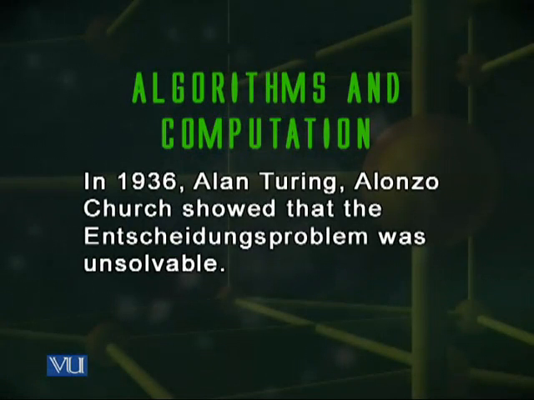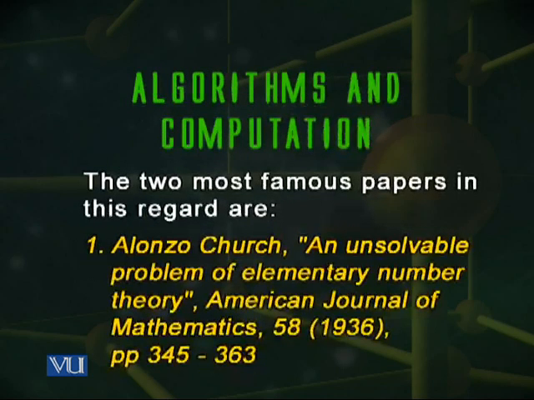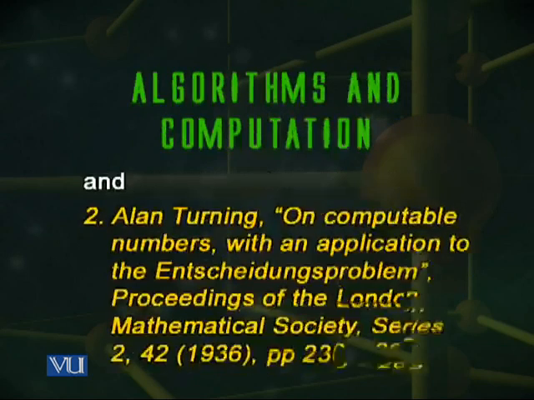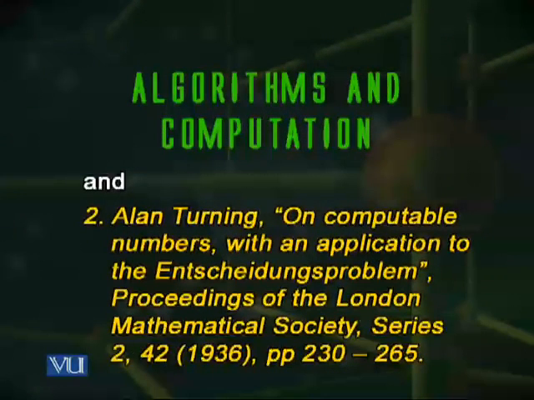In 1936, Alan Turing and Alonzo Church showed that this problem was unsolvable. The two most famous papers in this regard are one by Church, titled An Unsolvable Problem in Number Theory, which shows that this problem is unsolvable, and Alan Turing's paper, titled On Computable Numbers with an Application to the Entscheidungsproblem, which also shows that this problem is not solvable.